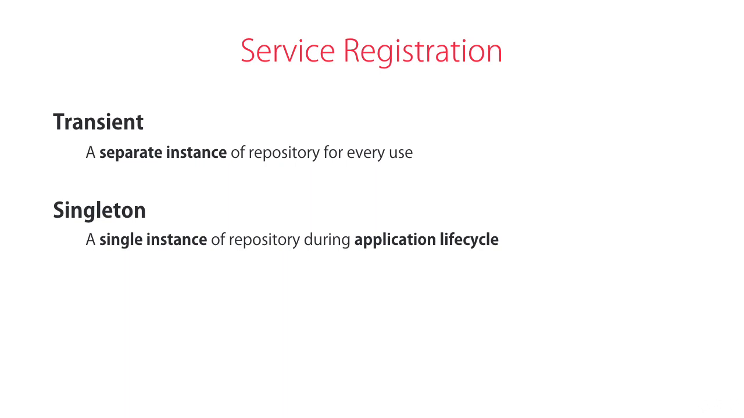And the third option is to register them as scoped. And that means only a single instance of the repository implementation will be created for the current scope, which means the lifetime of a request. So the next request that comes in, ASP.NET is going to create another instance of this repository implementation.